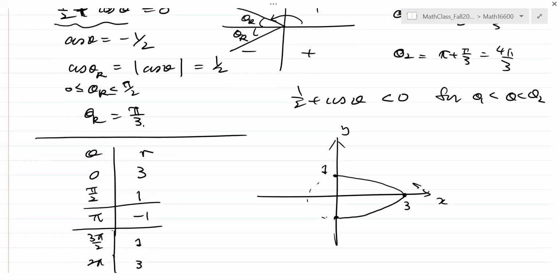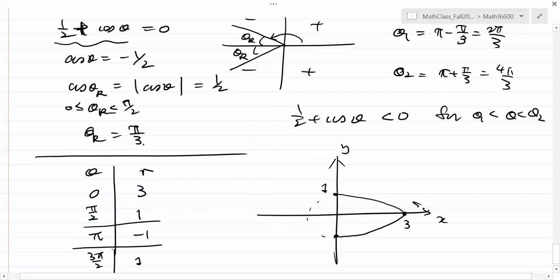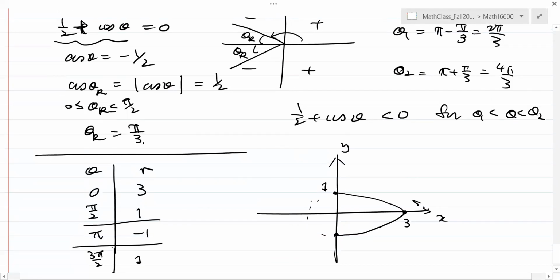So I know when theta equals 2 pi over 3, r is already 0. Then for theta between those two angles, r is going to be negative. So you draw the picture like that.